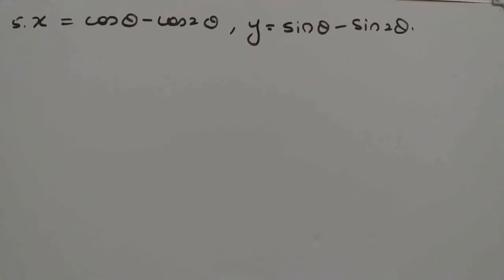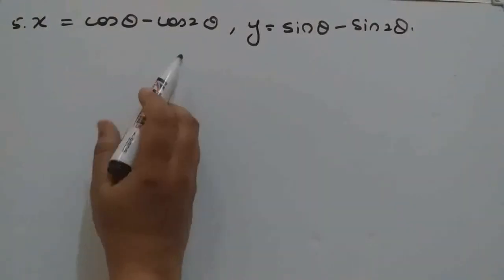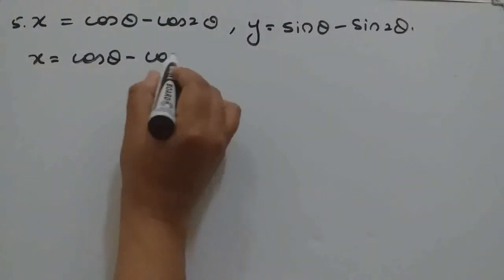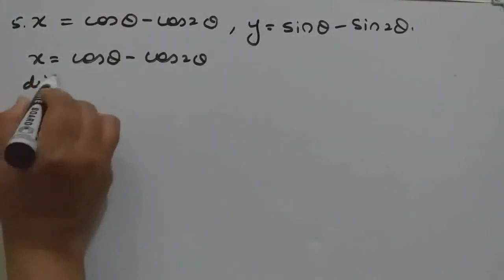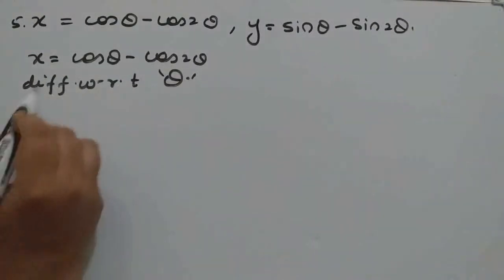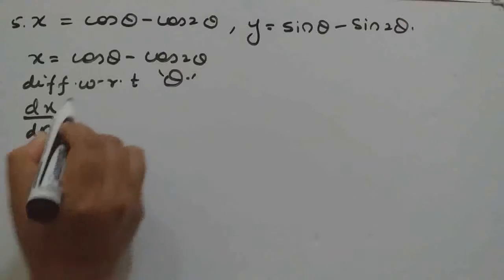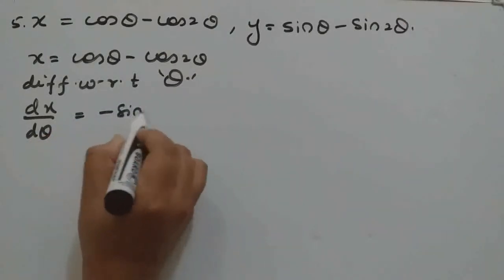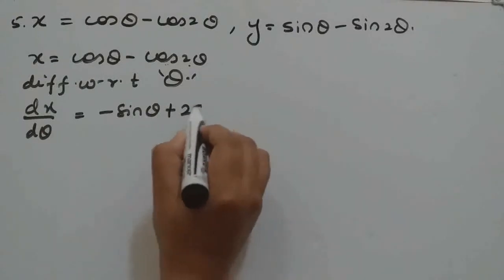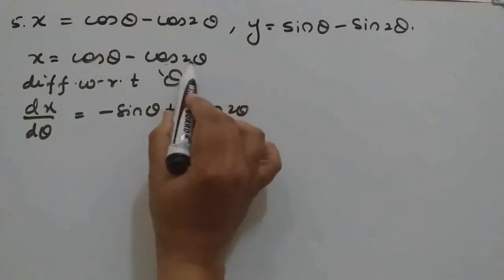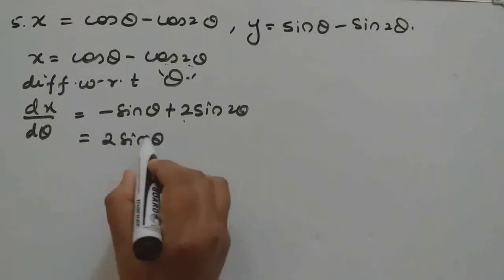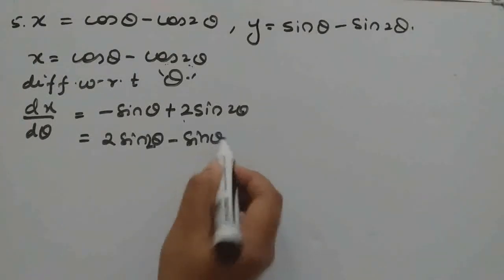Question number 5. x is a function of theta, so we will differentiate with respect to theta. So dx by d theta is, the derivative of cos theta is minus sin theta, and the derivative of cos 2 theta is minus sin 2 theta, then the derivative of 2 theta is 2. So we can write this as 2 sin 2 theta minus sin theta.